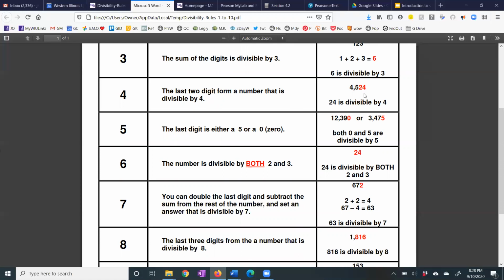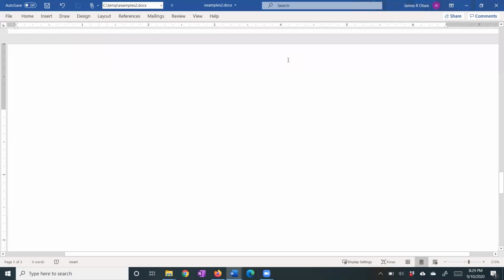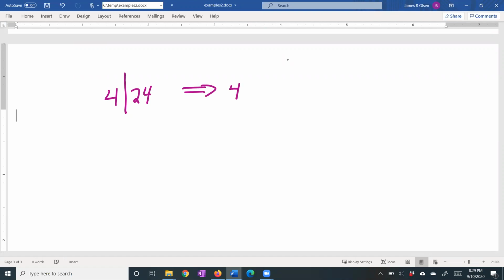4,524. We look at the 24. 24 is divisible by 4. Therefore, the entire number is divisible by 4. Let's review our notation. 4 divides evenly into 24 is written with the vertical line. 4 divides 24 implies that 4 also divides 4,524. Both of these are true statements.